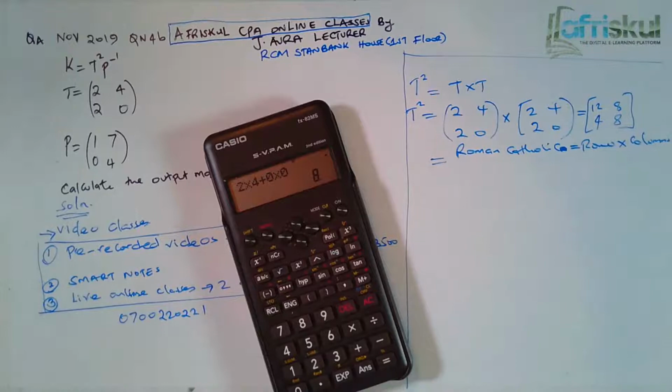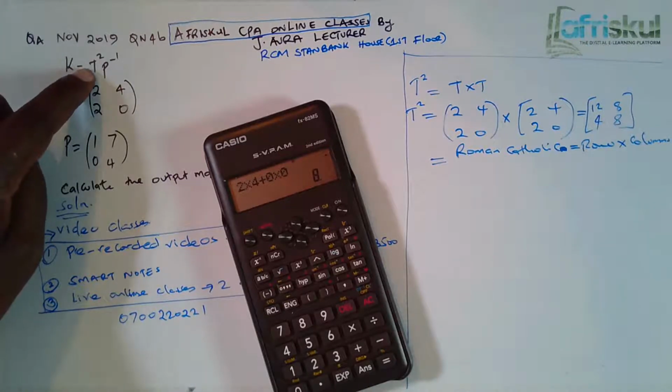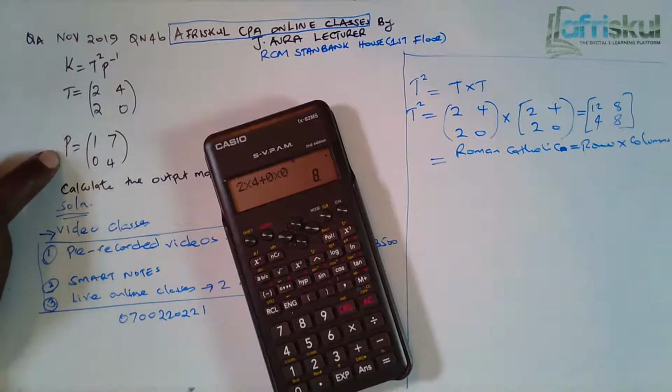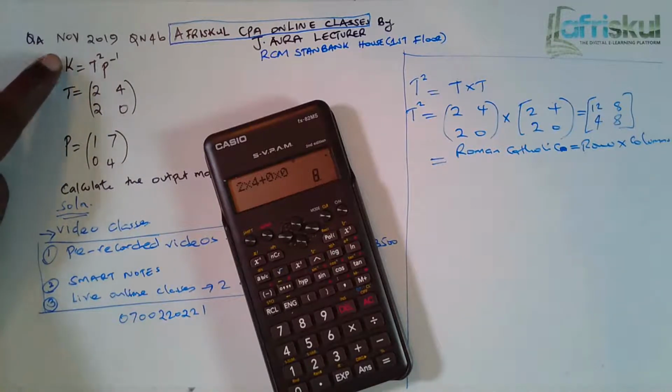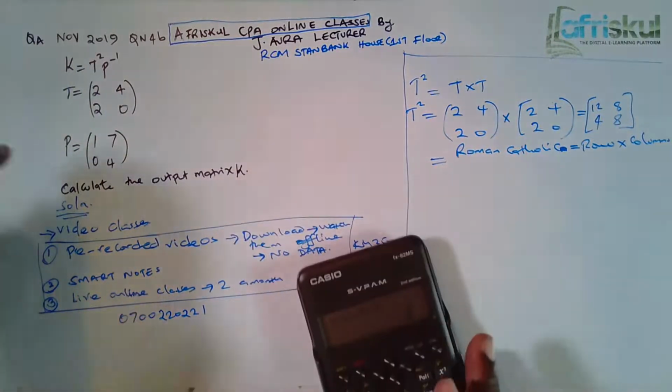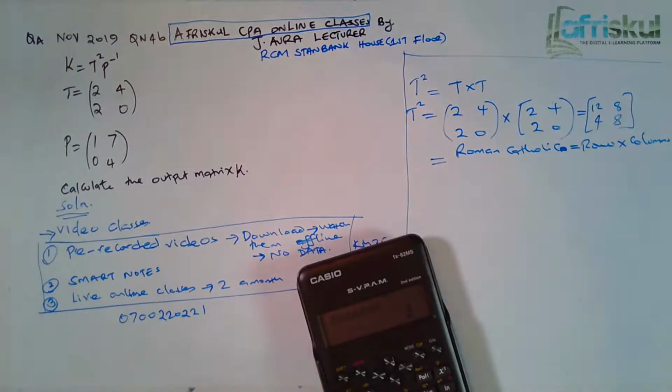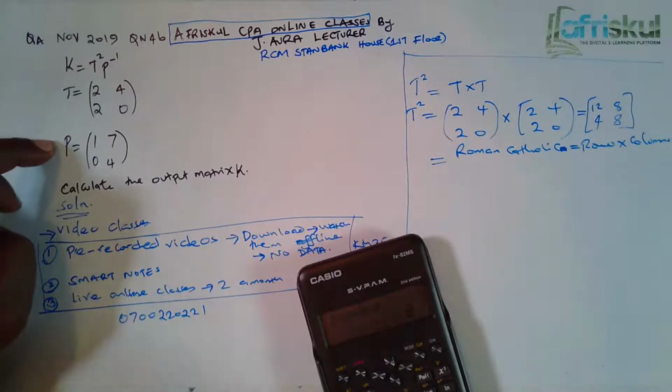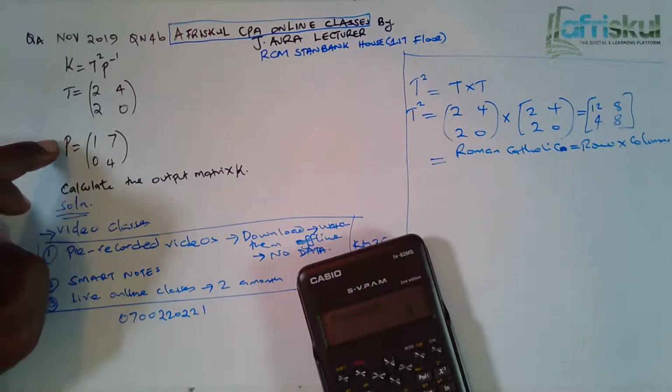So we've been able to get T squared. Now what I need is the inverse of P for me to get this K. Remember the question here, 4 marks, 3 marks, a low-hanging fruit: calculate the output matrix K. Now we want to get P inverse. When you see P raised to minus 1, that is the same as saying P inverse.